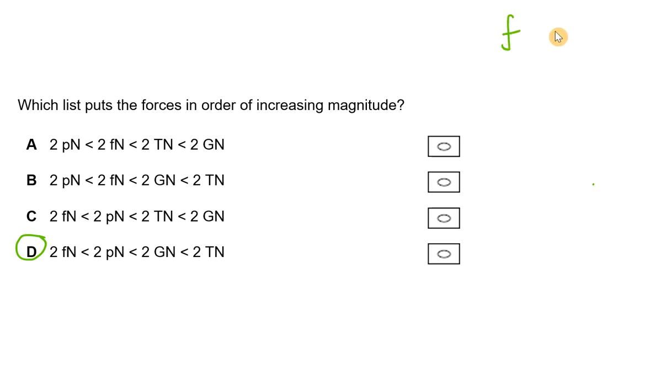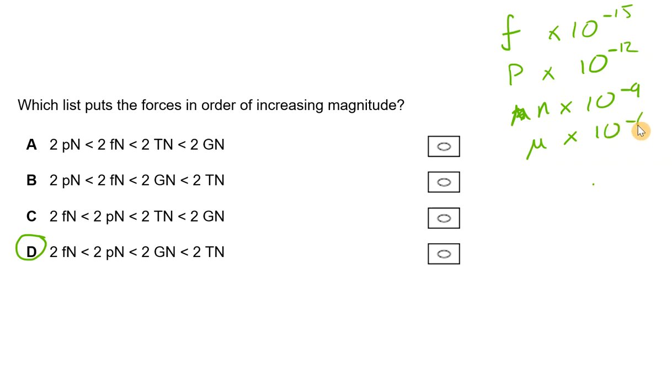F is for femto, and that is 10 to the minus 15. P is for pico, and that is 10 to the minus 12. Mu, no, sorry, I've missed one out. I've missed out nano, which is 10 to the minus 9. Mu for micro is 10 to the minus 6. Little m is milli, and that is 10 to the minus 3.